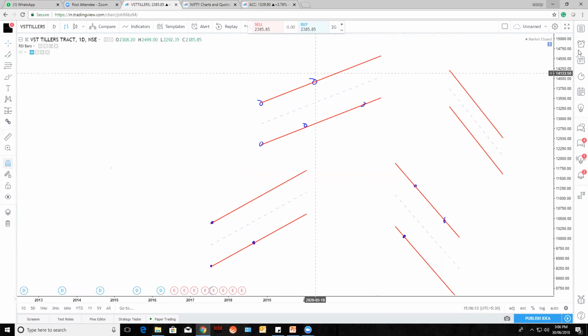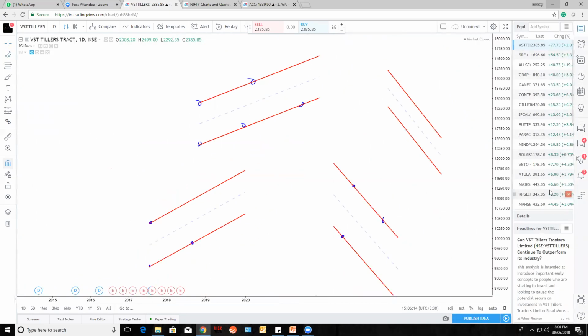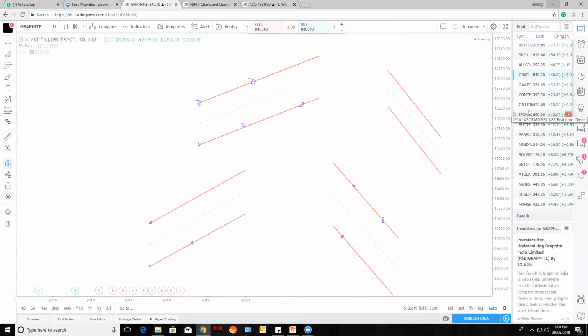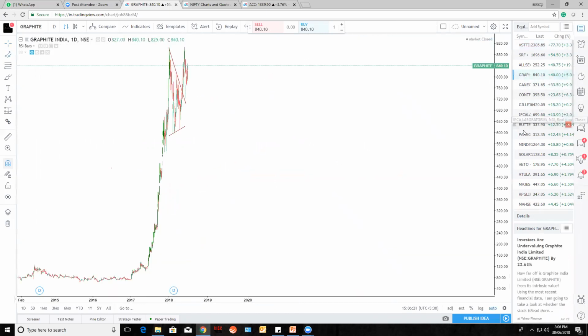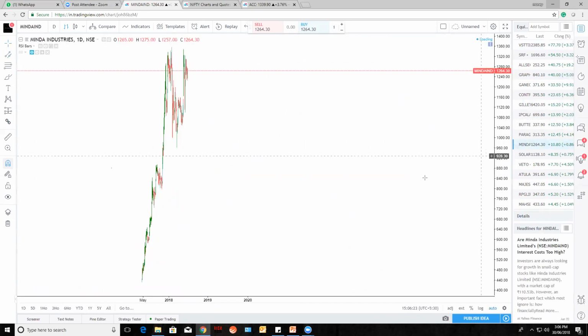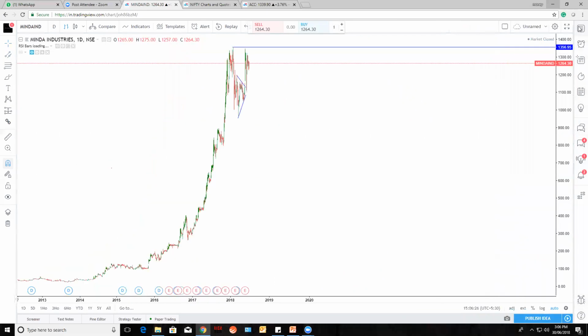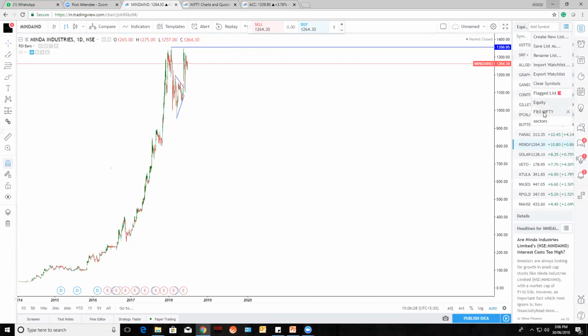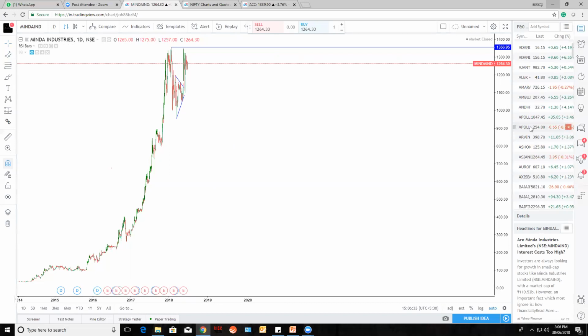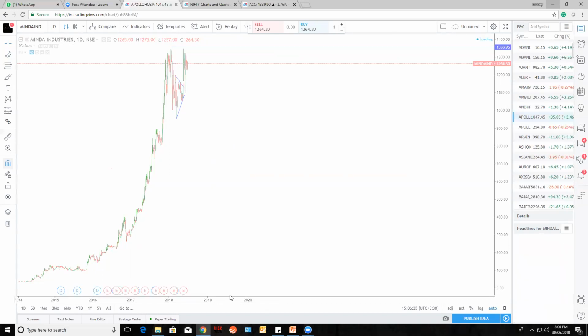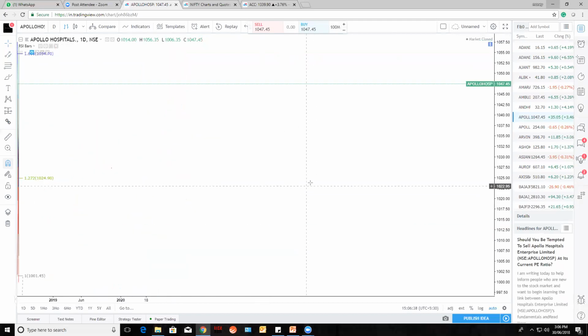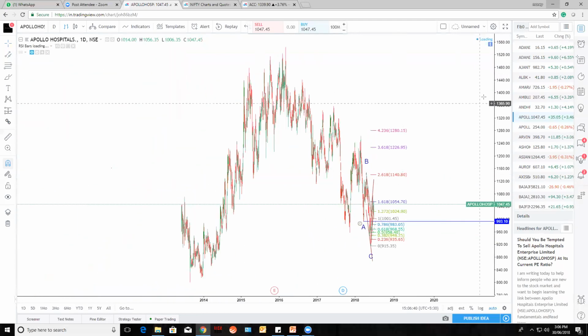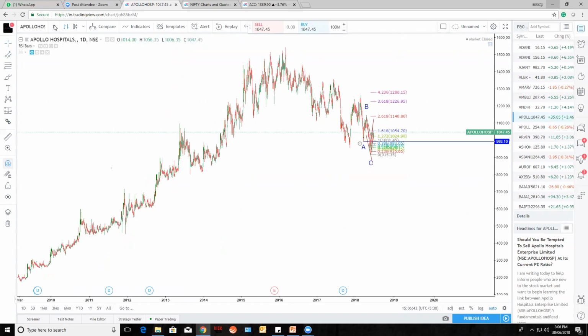Right? So now how do you need to draw the channel? Let's take an example of any chart. Let's say I'm taking Graphite India. It has moved very... in a single... we will take F&O stocks. Any F&O stock you can take. I'm taking Apollo Hospitals. Okay. Let's go for the monthly chart.